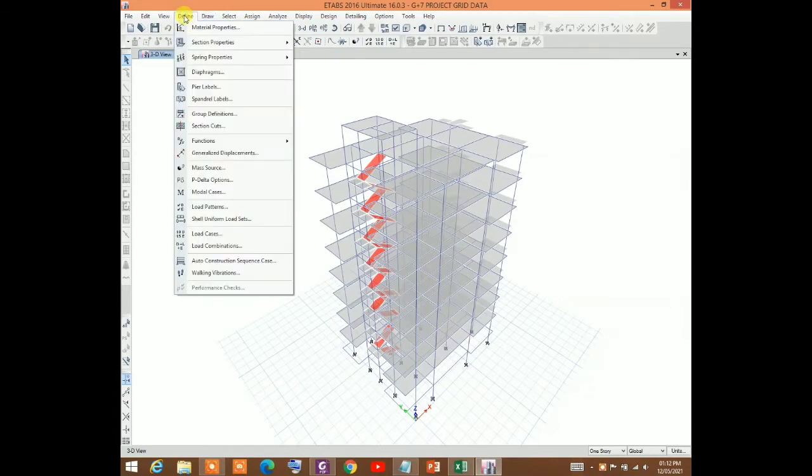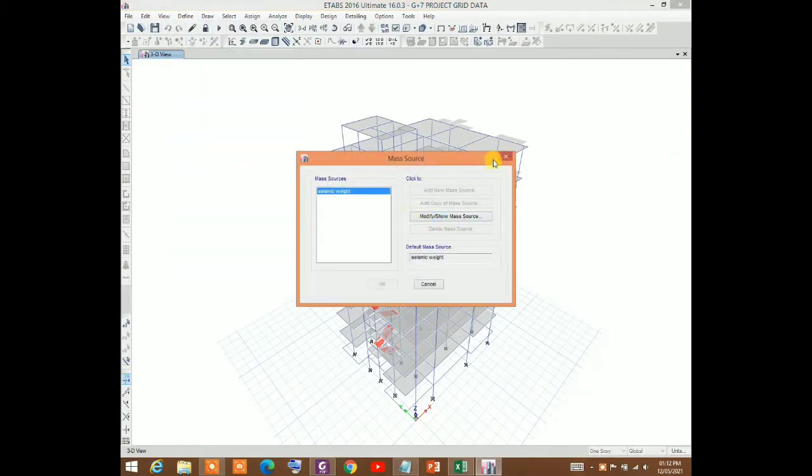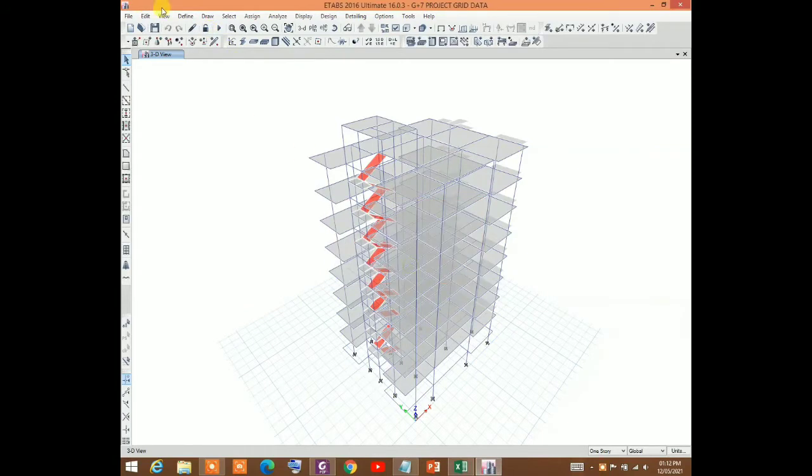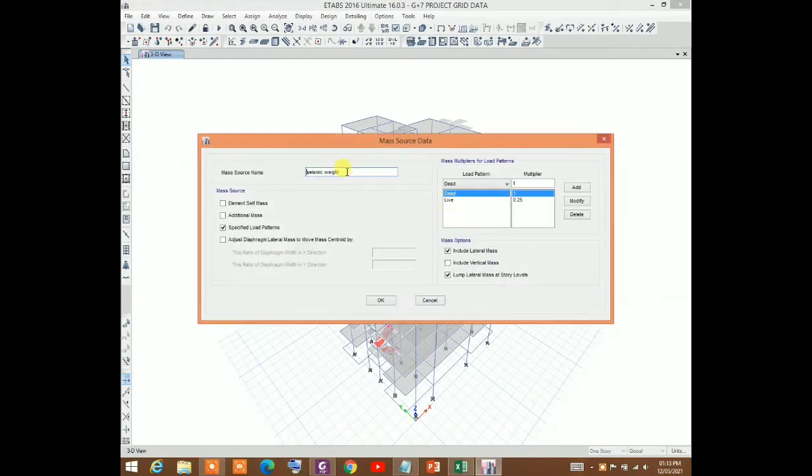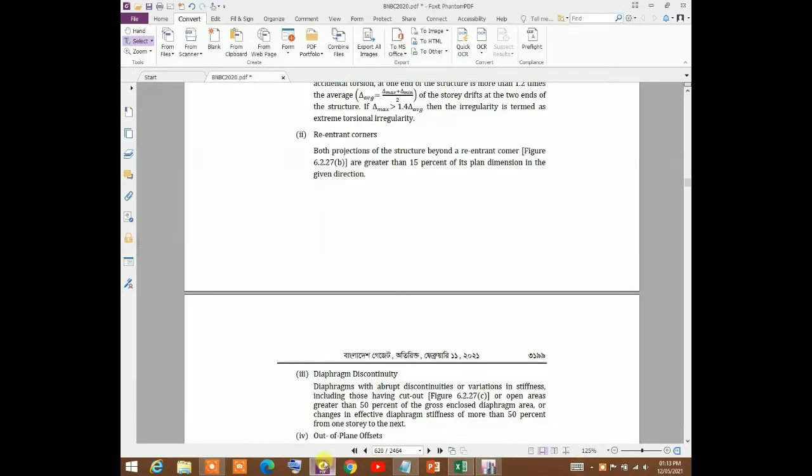First, go to define. Then you have to define the mass source, to modify and show the mass source. It must be seismic weight, because we would like to determine the fundamental period of the fundamental mode of vibration of the building during the earthquake event. So it is seismic weight. The seismic weight is defined according to the National Building Code of Bangladesh.